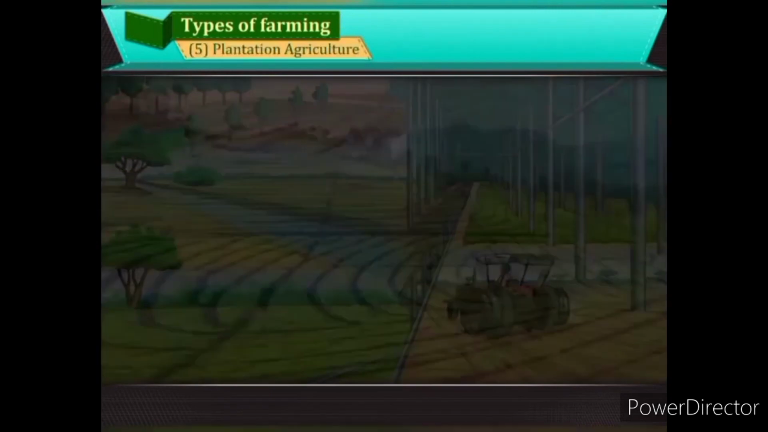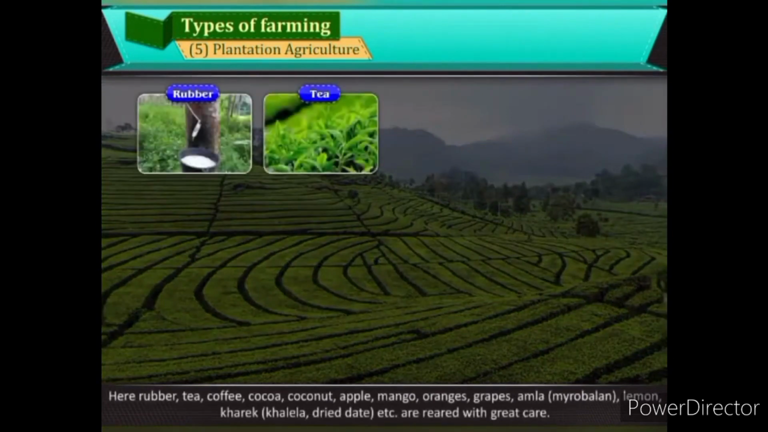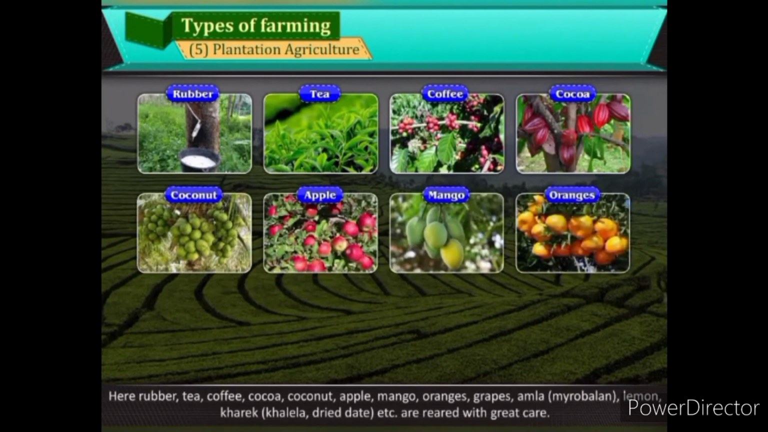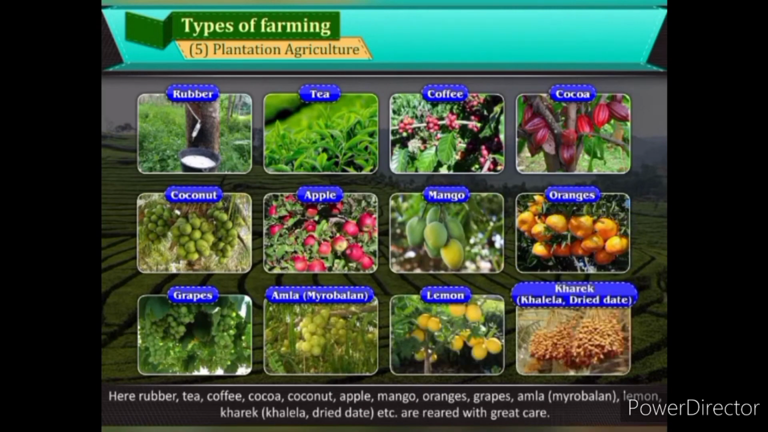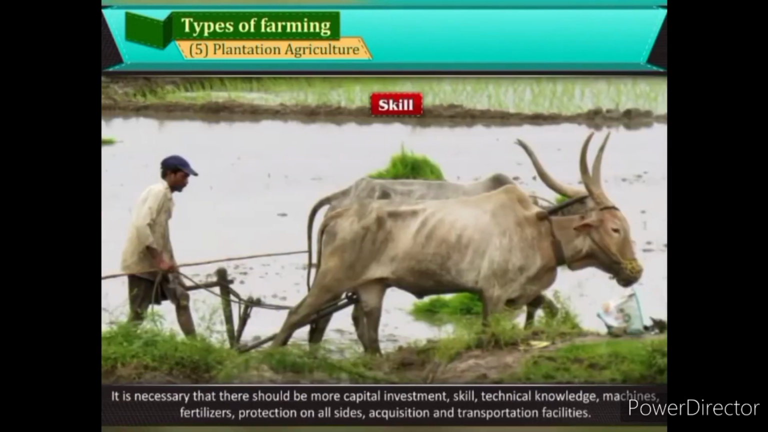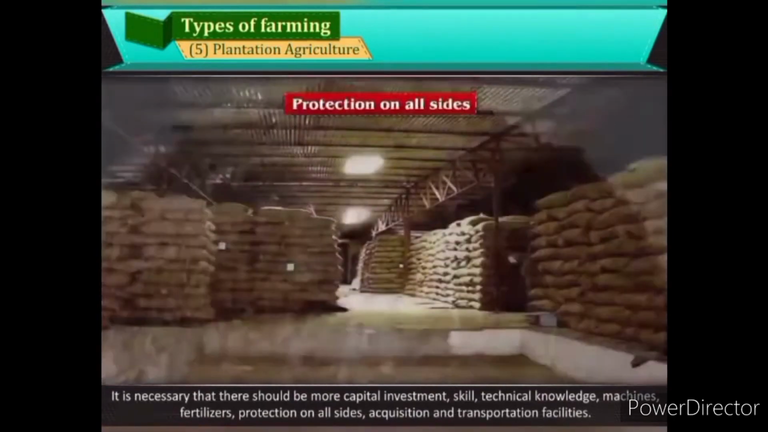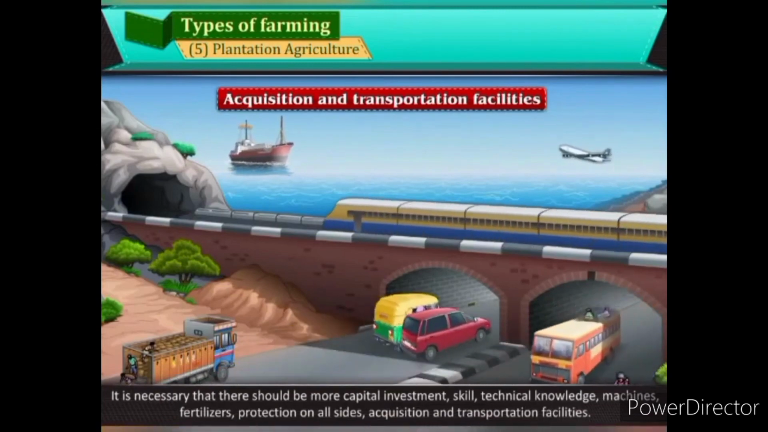Plantation agriculture. This is a special type of agriculture. Here, rubber, tea, coffee, cocoa, coconut, apple, mango, oranges, grapes, amla, myrobalan, lemon, kharik or khalela (dried date), etc., are reared with great care. It is necessary that there should be more capital investment, skill, technical knowledge, machines, fertilizers, protection on all sides, acquisition, and transportation facilities.